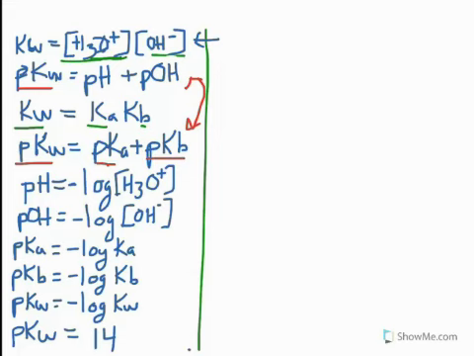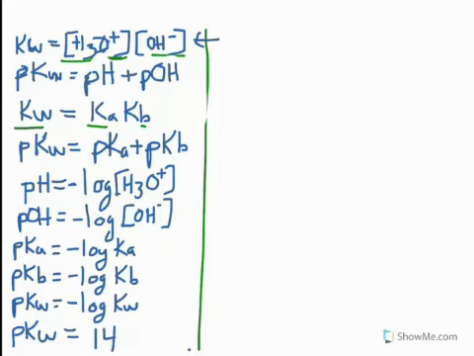We also have these p functions: pH, pOH, pKa, pKb, pKw. All the p means is the negative log of that thing. The pH is a little different. Instead of saying pH3O plus, they just said pH. And same with pOH: pOH is the negative log of OH. pKa is the negative log of Ka. pKb is the negative log of Kb, and pKw is the negative log of Kw.